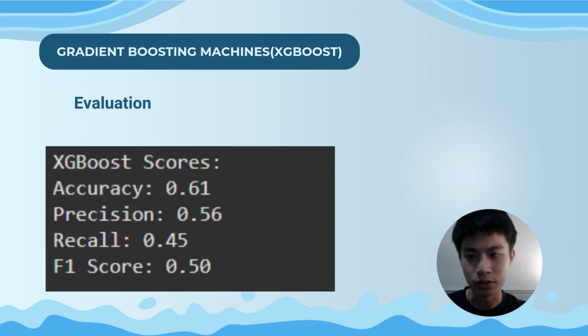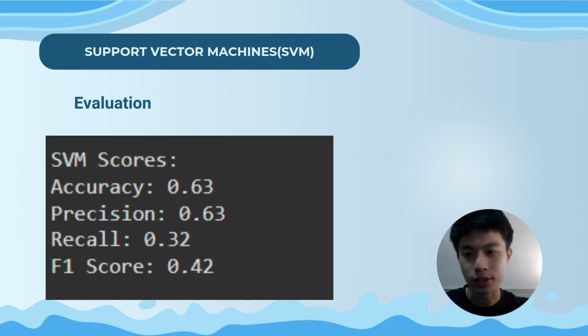XGBoost achieved an accuracy of 0.61, precision 0.56, recall 0.45, and F1 score 0.5. The support vector machine, SVM, model achieved the same accuracy as the random forest at 0.63, with a precision of 0.63, showing reliable positive prediction. However, its recall was lower at 0.32, leading to a lower F1 score of 0.42, indicating an imbalance between precision and recall.